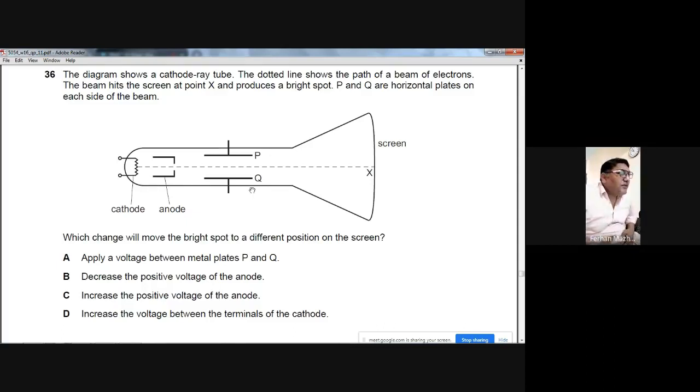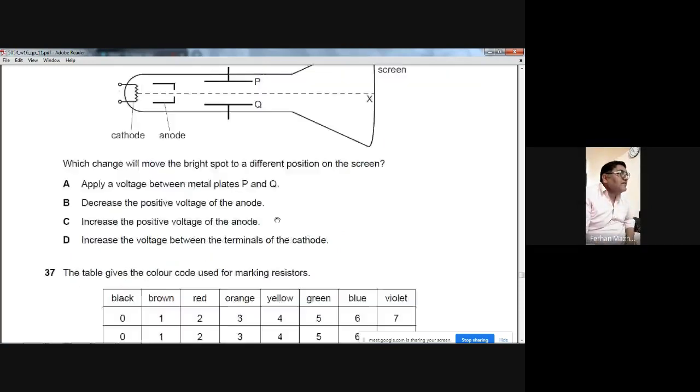If you apply voltage between the metal plates P and Q, that's true. Decrease the positive voltage of the anode? No. Increase the positive voltage of the anode? No. Increase the voltage between the terminals of the anode? No. So A is the choice. 36. If you give the voltage to P and Q, the beam of electrons will be either deflected upward or downward. So it will move.